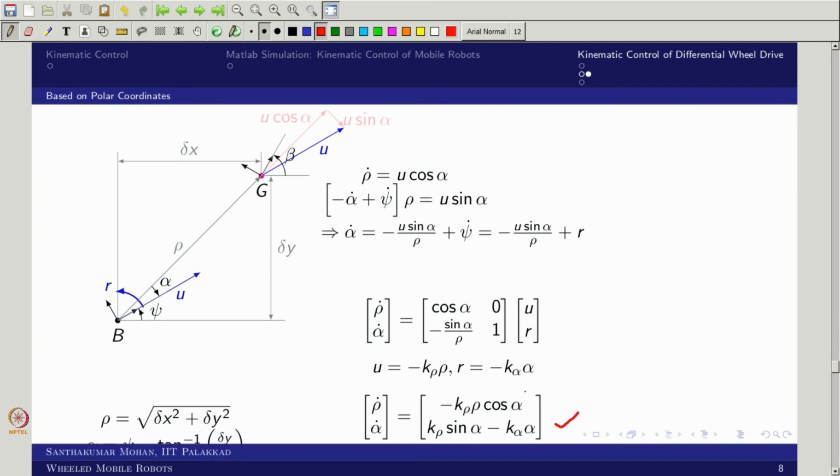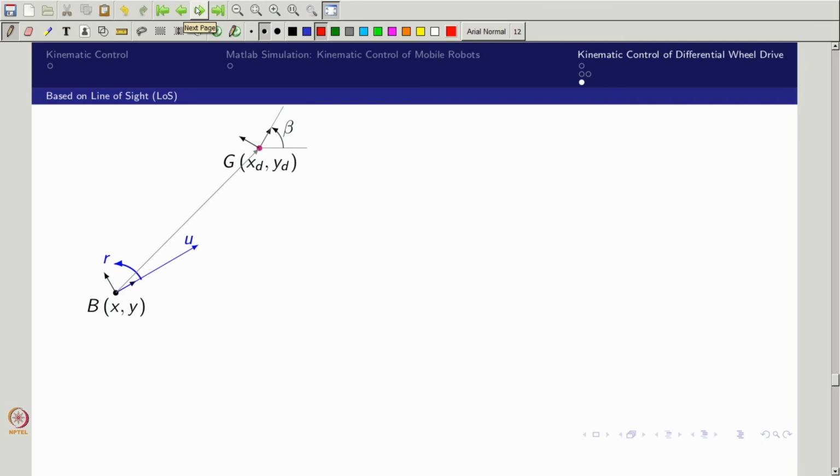So now I already know that this error dynamics goes to 0, and based on that this will also converge. In that sense, the second system would also go as a simple first-order system. So this is one way you can do it, as a polar coordinate. Usually people do this for the unicycle and differential wheel, but I personally prefer the other one, which is the general function as a line of sight.